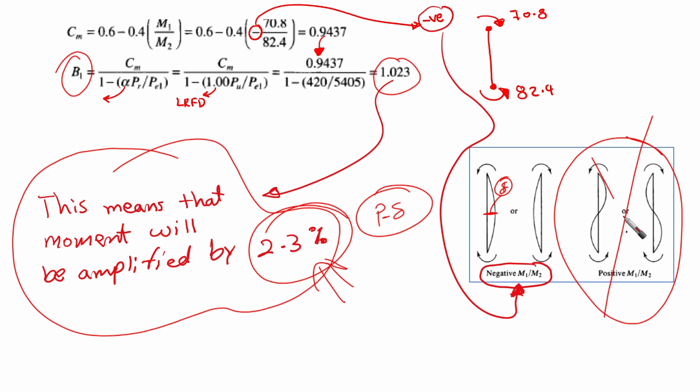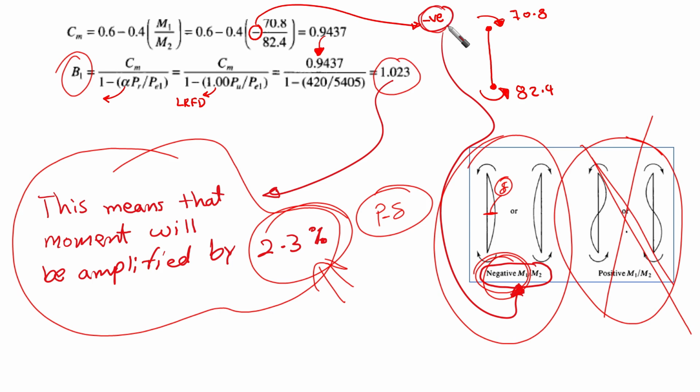We don't have reverse curvature here. We have single curvature. So in this case we are going to have the negative part, which is the negative ratio between M1 and M2. Okay? I hope that you could understand what I'm talking about here, because if you could understand it, you're going to find it easy to go through the beam column examples in general.